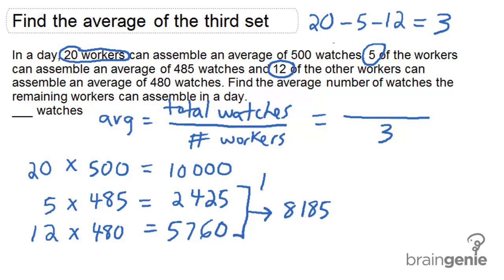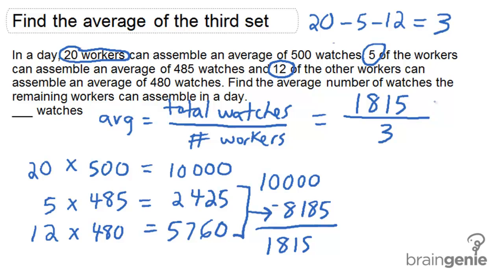If we take that away from 10,000, we would figure out that the remaining 3 workers made 1,815 watches.